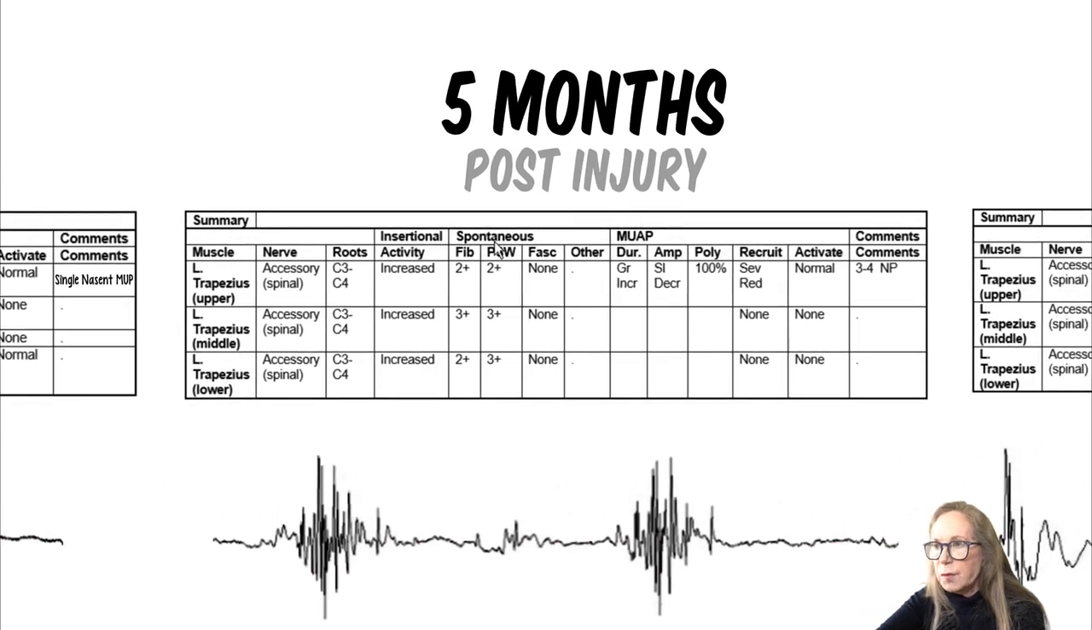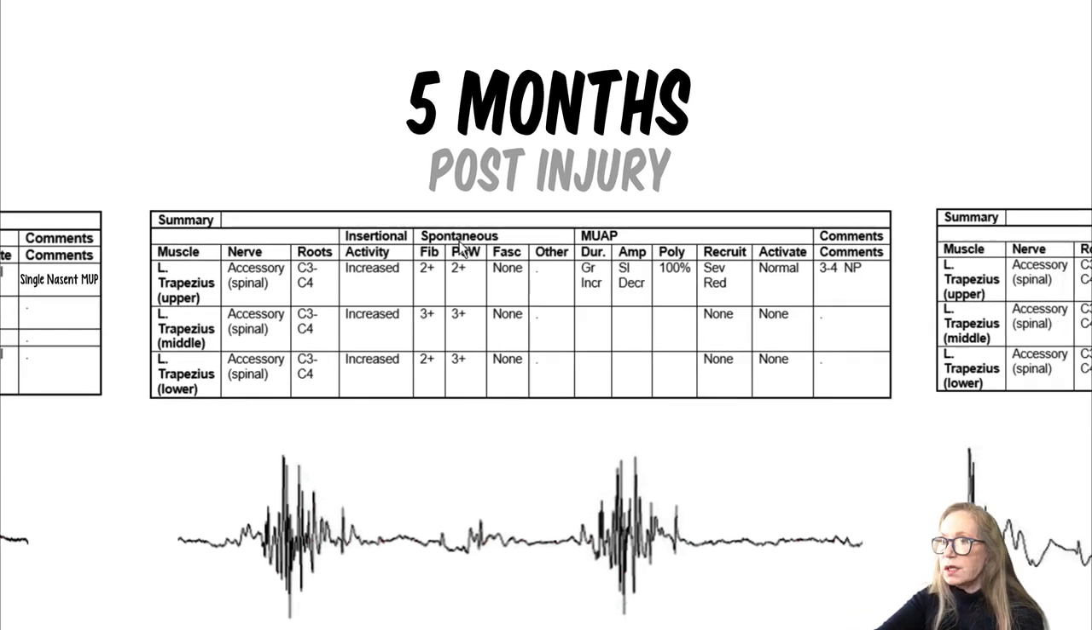So there she is at 5 months. Now she's got 3 or 4. You can see the comment on the side is 3 or 4 nascent potentials. Early on, it was 1 nascent potential. Now we've got 3 or 4 nascent potentials. We've got increased insertional activity. So the muscle wants nerves, but what it's going to have to do is just grow its own.